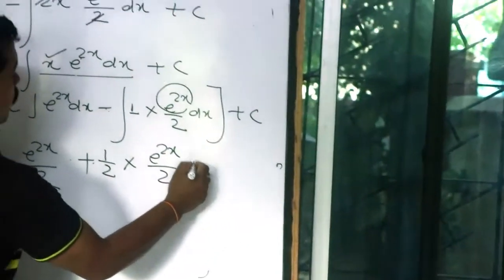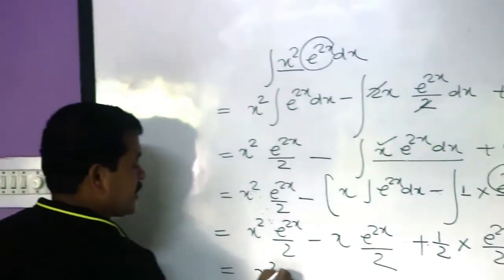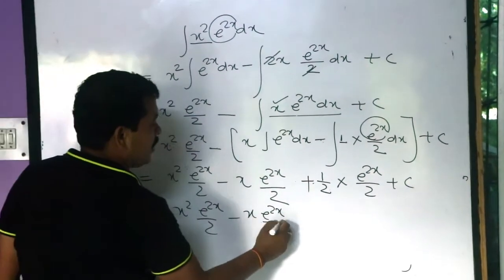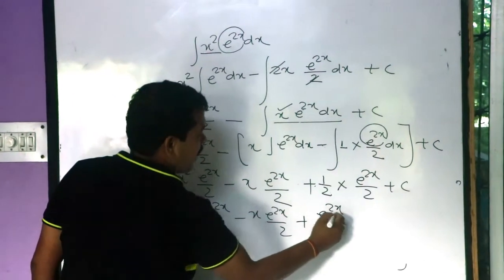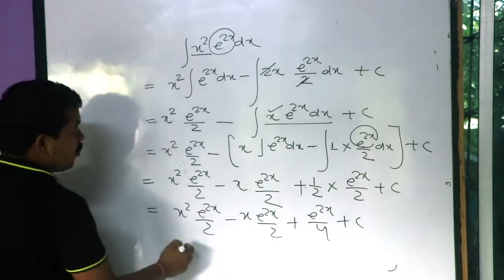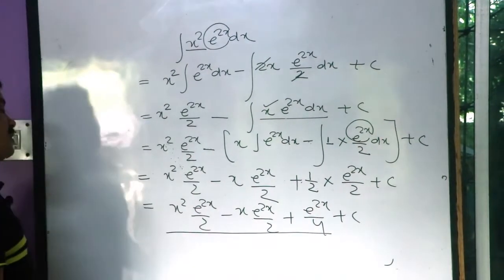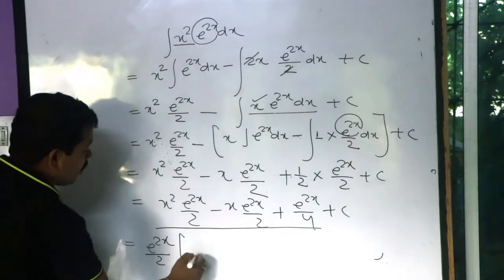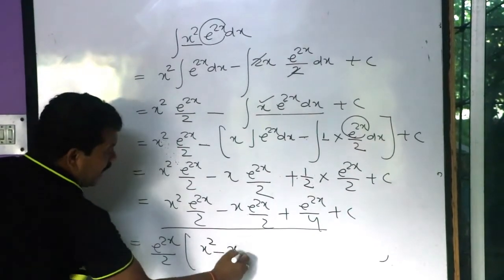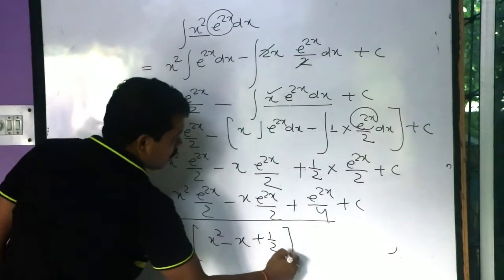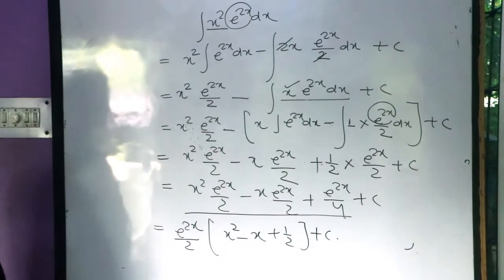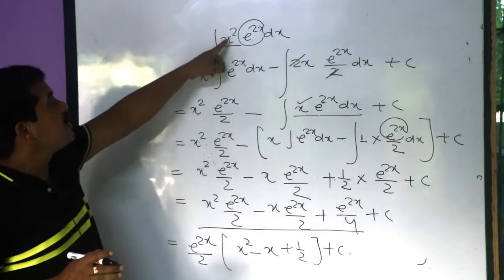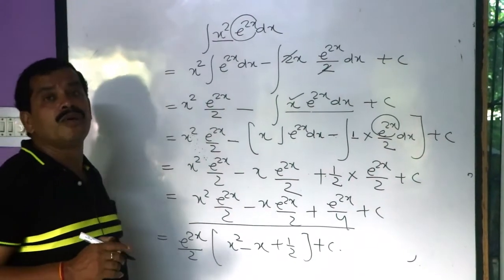e to the power 2x by 2 plus c, that is equal to x square e to the power 2x by 2 minus x e to the power 2x by 2 plus e to the power 2x by 4 plus c. You may take common e to the power 2x by 2, then we have x square minus x plus 1 by 2 plus c. That is the result. So here integration by parts is repeated two times because the polynomial here is up to second degree.